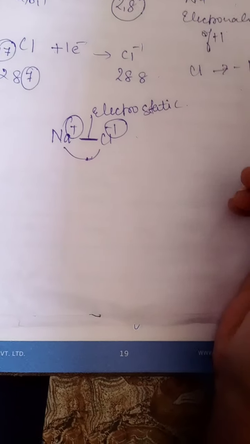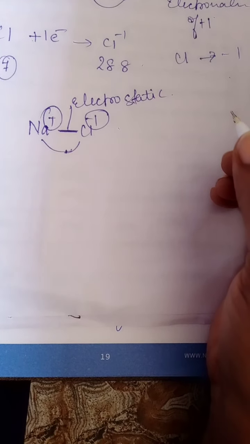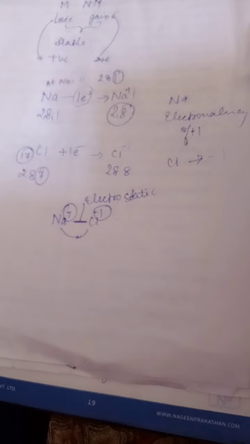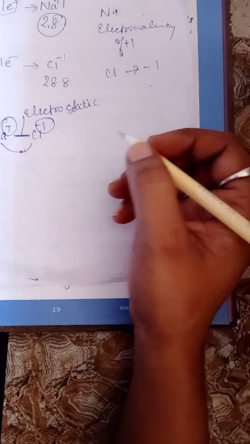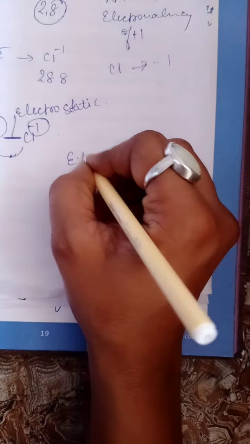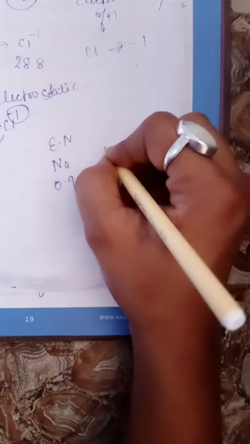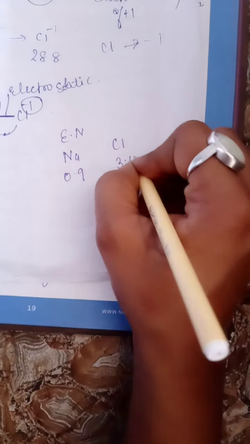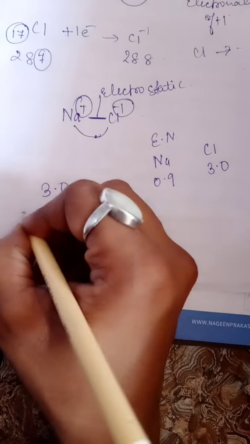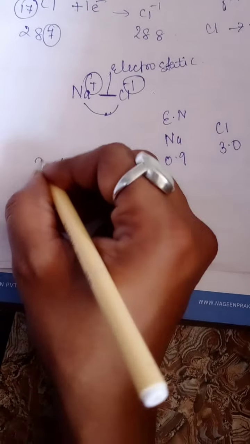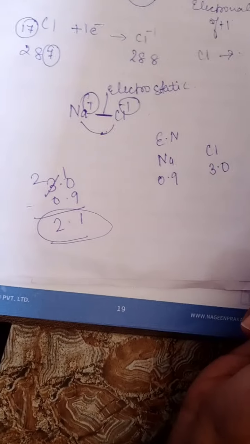Say for example, the electronegativity of sodium is 0.9, whereas that of chlorine is 3.0. So when you subtract 0.9 from 3.0, the difference is 2.1.